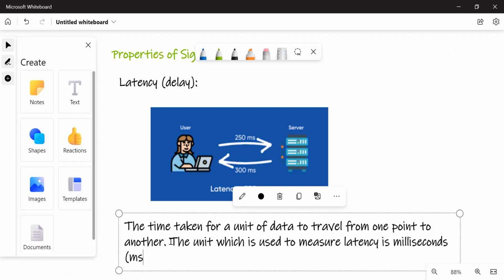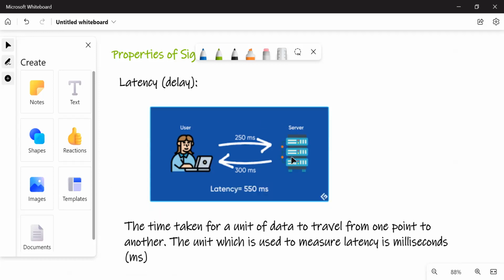Used in ms. So you can see even in the figure, sometimes when you want to access some data from a server on the internet, it will take some time. In this example, to go to the server, it took about 250. To get back the data, it took about 300 milliseconds. And altogether, the total time taken is 550. So usually we say, okay, latency is 550 milliseconds. That is what we call latency.